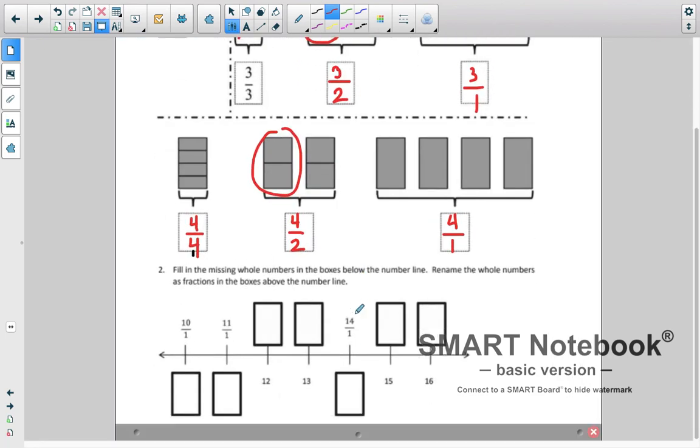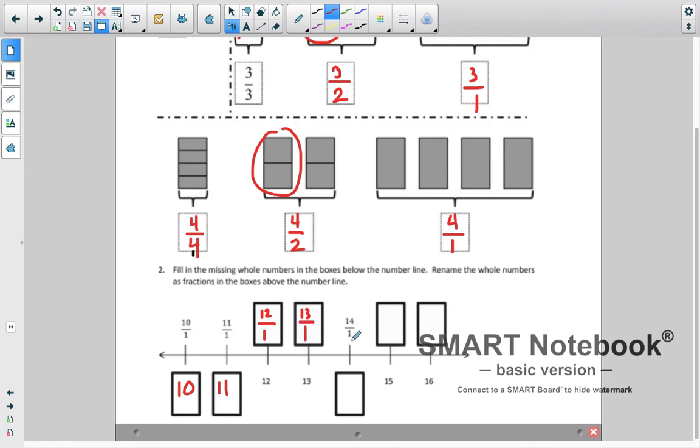Now we need to fill in the chart. So 10/1, remember anything over 1 is going to be a whole number. So 10/1 is going to equal 10. 11/1 is going to equal 11. What about the fraction for 12? What's it going to be? 12/1. What about the fraction for 13? It's going to be 13/1.